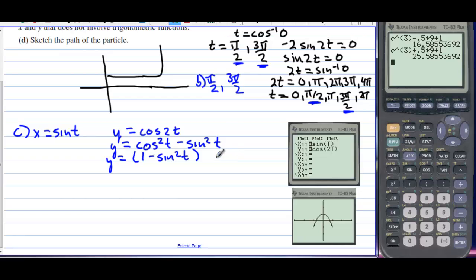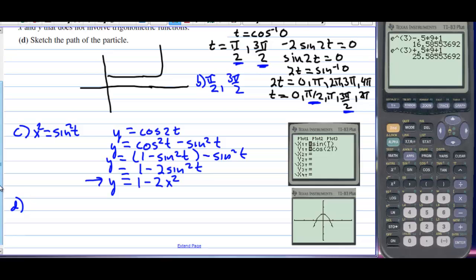That comes from the Pythagorean identity. And then minus sine squared t. So y is equal to 1 minus 2 sine squared t. And x is sine of t. So now I can make this replacement, 1 minus 2 x squared. If I square both sides, we get x squared is sine squared. Make that replacement, and now the t is eliminated. That is your answer right there.